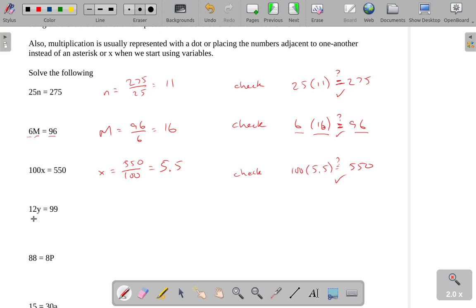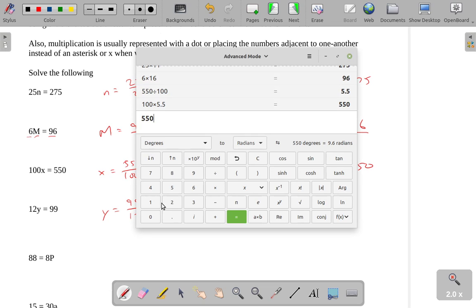a little bit more complicated, like 12 times y equals 99, I don't know about you, but I don't immediately see what number we'd multiply by 12 to get 99. So this is where this process comes in handy. We say 99 divided by 12. I could ask my calculator what that is. 99 divided by 12 gives me 8.25.